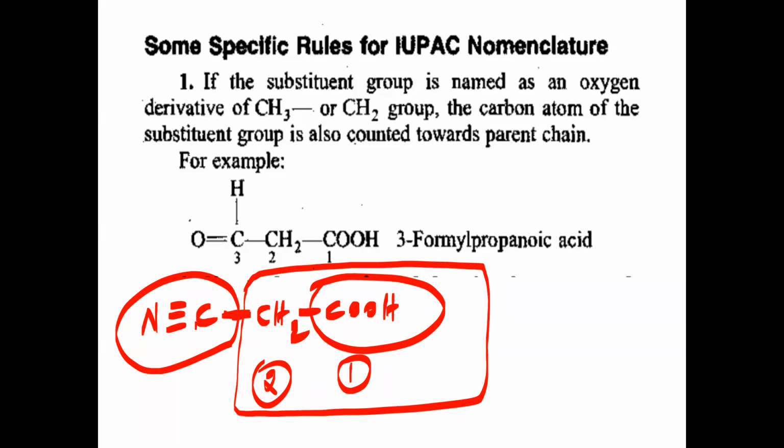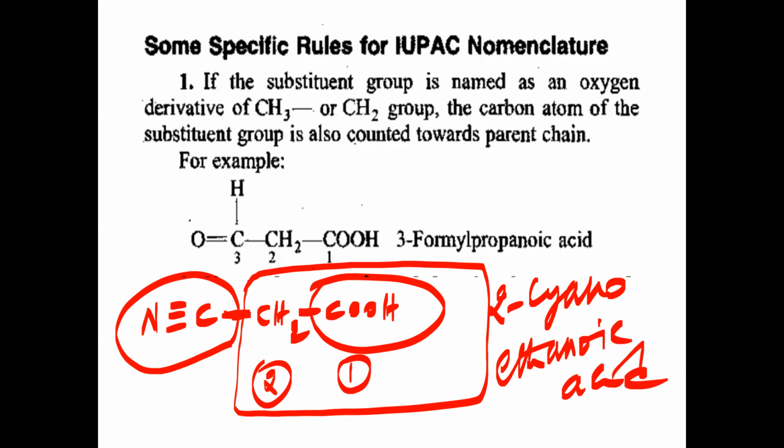Then on the second carbon, which group is there now? This one, cyano. So 2-cyanoethanoic acid. What is the name of this? Tell me. 2-cyanoethanoic acid. Here, eth only we have to take as the root word. That means 2 carbon atoms only should be counted. This carbon without oxygen should not be given numbering. Is that clear, ma? So it is 2-cyanoethanoic acid. So this concept should be understood. These are special, specific rules for IUPAC nomenclature.